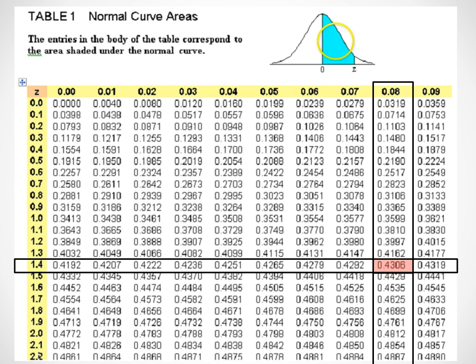Note that that says the percent of the normal curve that falls between a z-score of 1.48 and the mean is 0.4306, or 43.06% of the curve falls between the mean and a z-score of 1.48. Since the normal curve is symmetric, that also means that 43.06% falls between a z-score of negative 1.48 and the mean.